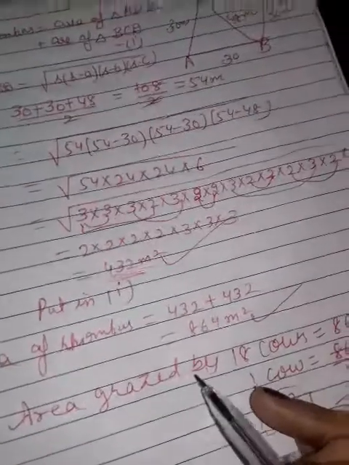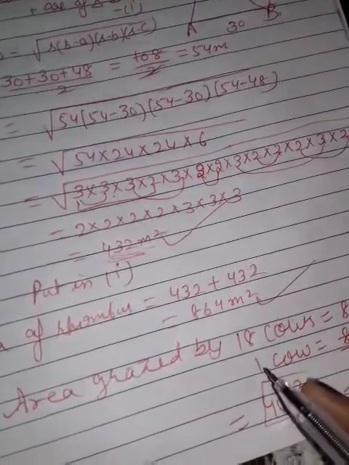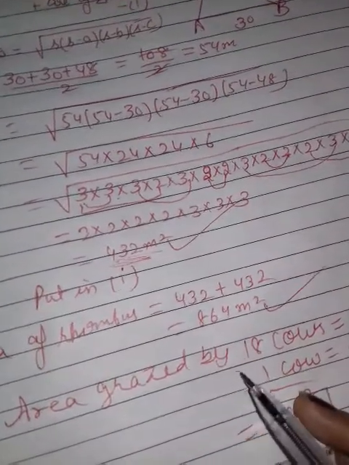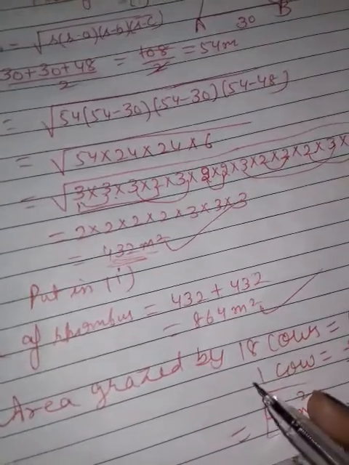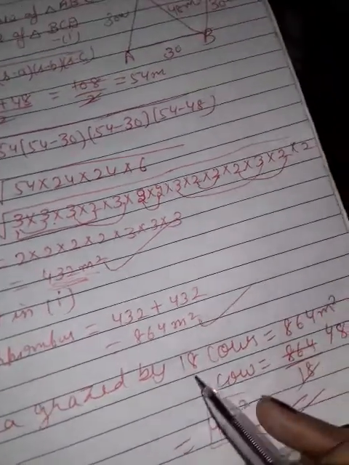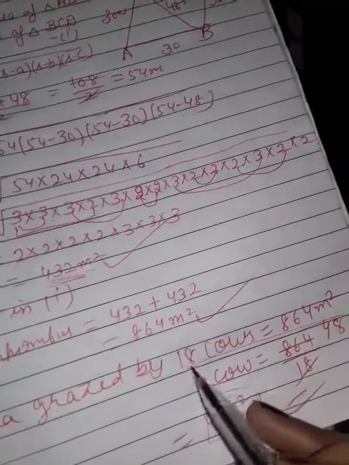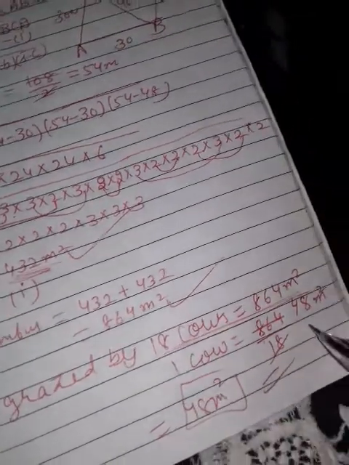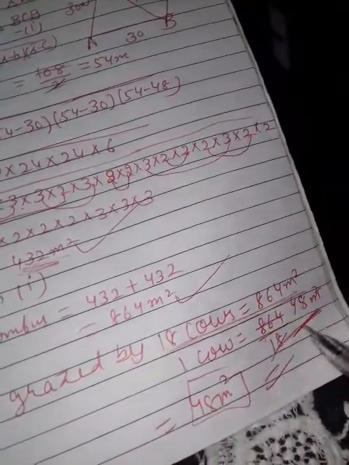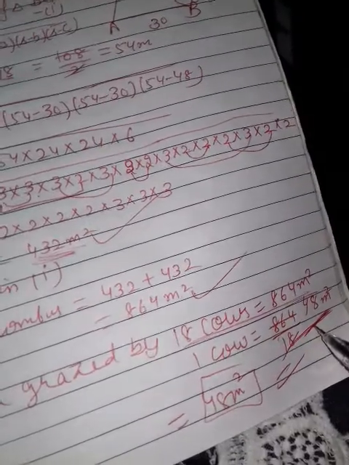But you have to find the area of the field grazed by 1 cow, and this is the area for 18 cows. Divide by 18, you will get 48 meter square, which is grazed by 1 cow.